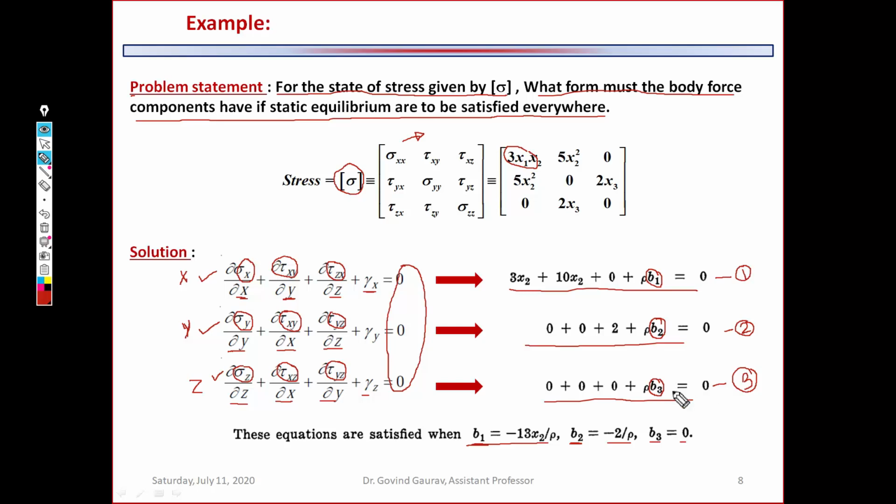So finally we have calculated the values of the body force to which this system has to be subjected if this system has to remain in static equilibrium.